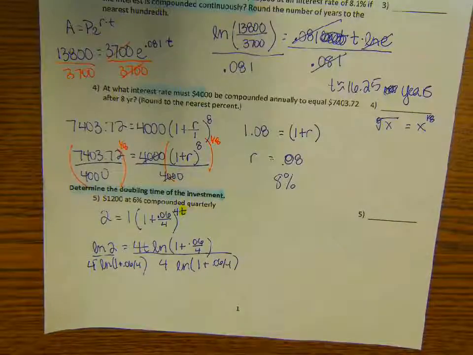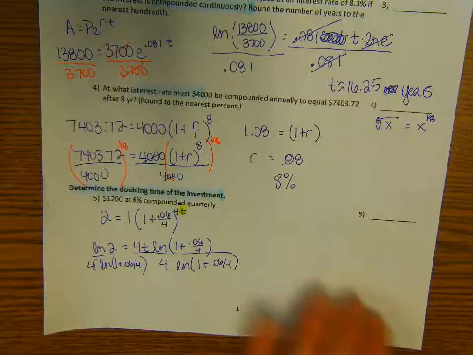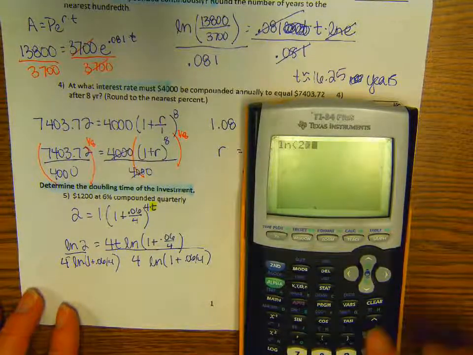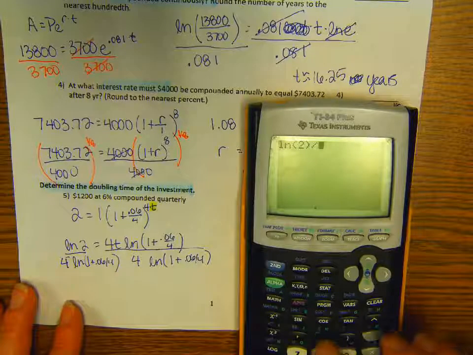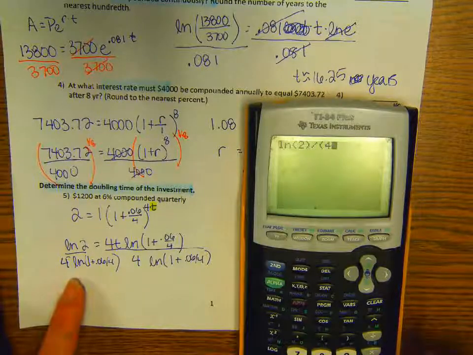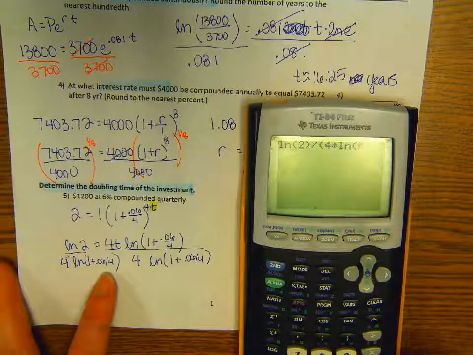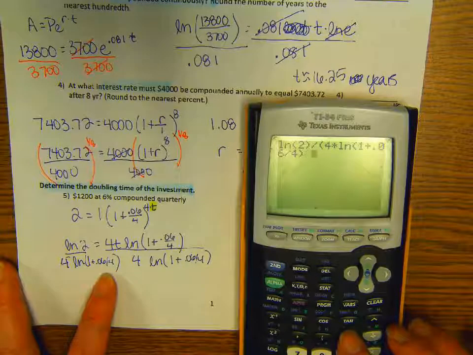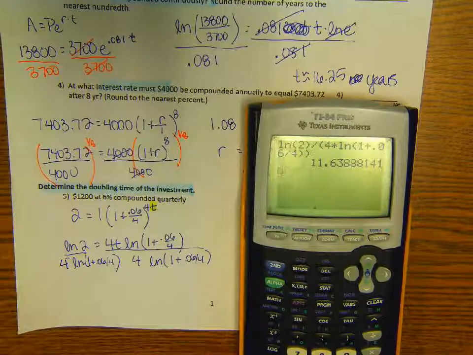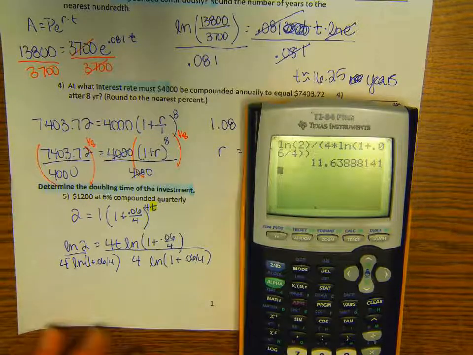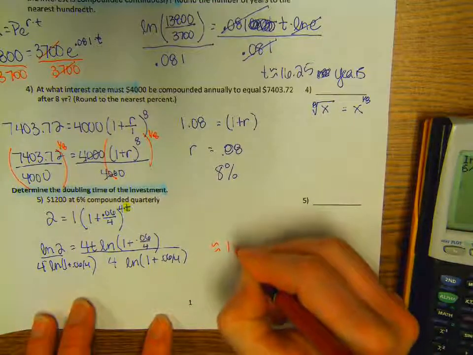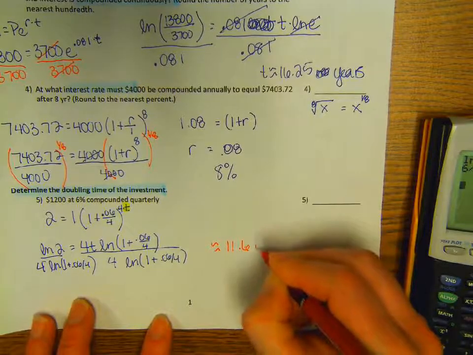Okay, let's get our calculators out. So I get 11.6-ish. It doesn't say which round. Years.